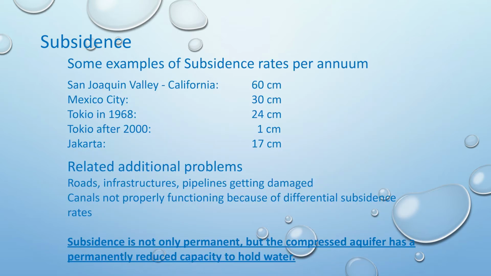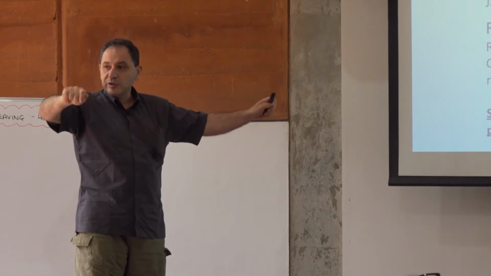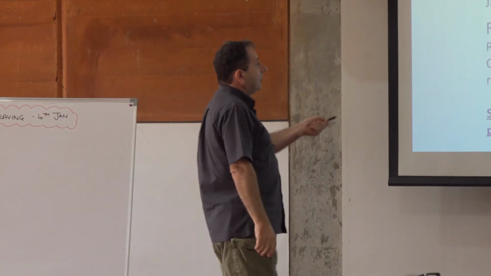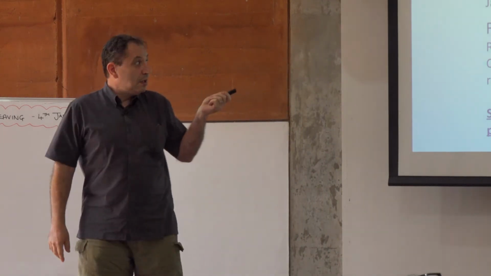Is this happening somewhere else in the world? Please have a look at the numbers. California, 60 centimeters per annum. Ten years means 6 meters of subsidence. Can you imagine? Now, Tokyo realized in 1968 that it was going down, it was drowning. So Tokyo said, wait a second, guys, not possible. Close water, reduce consumption. What happened? After 2000, the subsidence went down to 1 centimeter. It's still happening, but massive improvement.